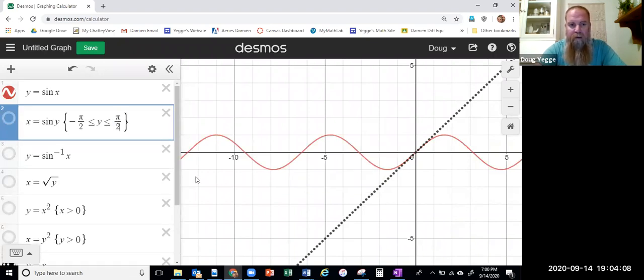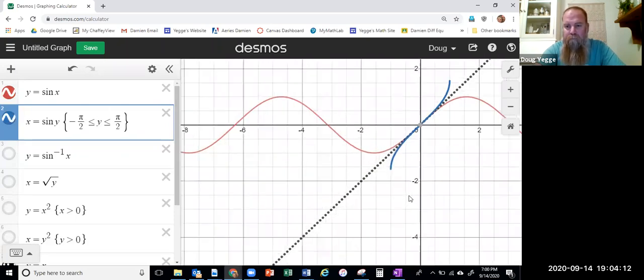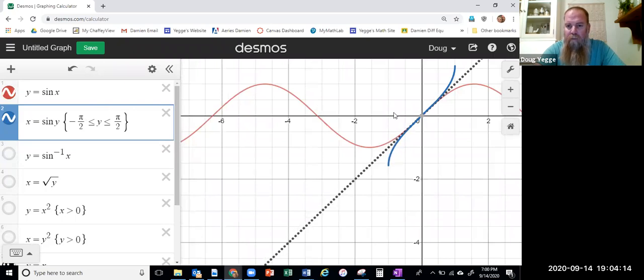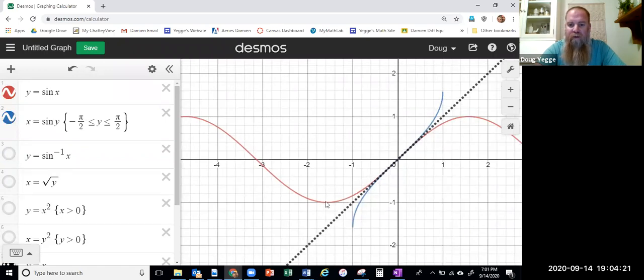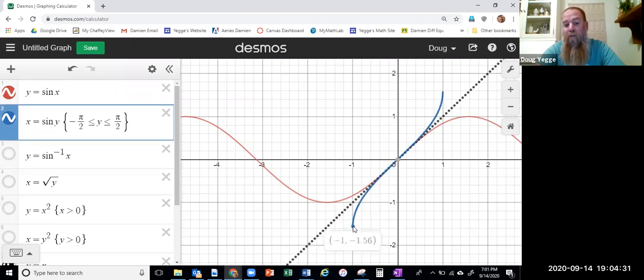And if I do that, notice what ends up happening to the graph. Notice that now the domain is from, let's zoom in a little bit here, where the old range used to be from -1 to 1, now the new domain is from -1 to 1.